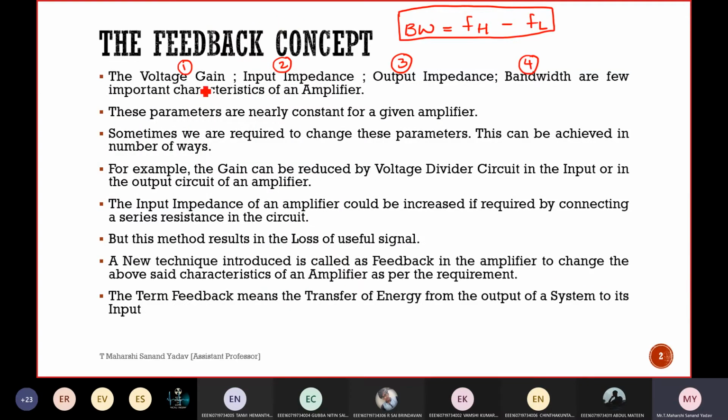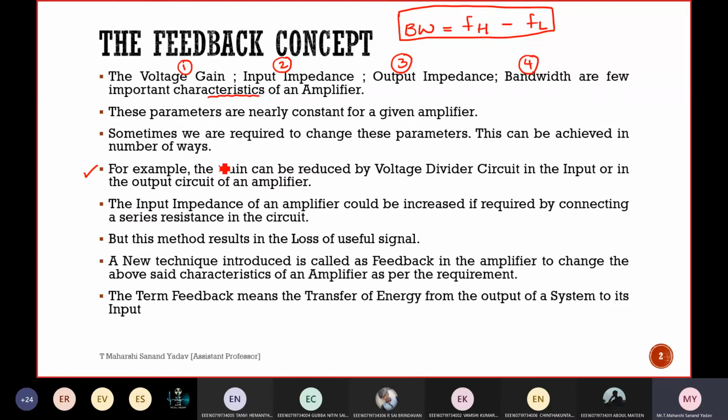I hope you know about voltage gain. Voltage gain means output voltage by input voltage. Input impedance means input voltage by input current. Output impedance means output voltage by output current. So we need to analyze all these characteristics if we want to go with an amplifier. Next, these parameters are nearly constant for a given amplifier. Sometimes we are required to change these parameters. This can be achieved in a number of ways.